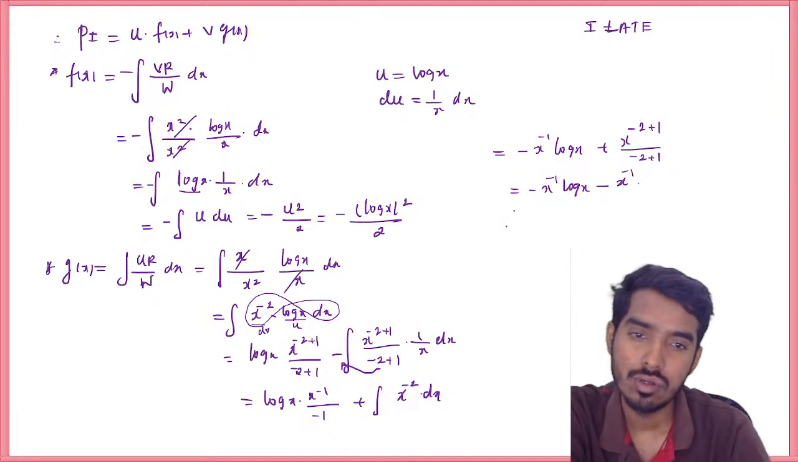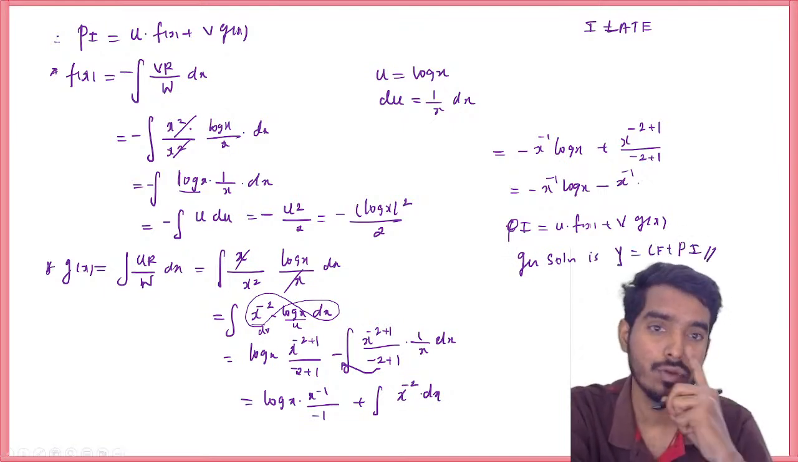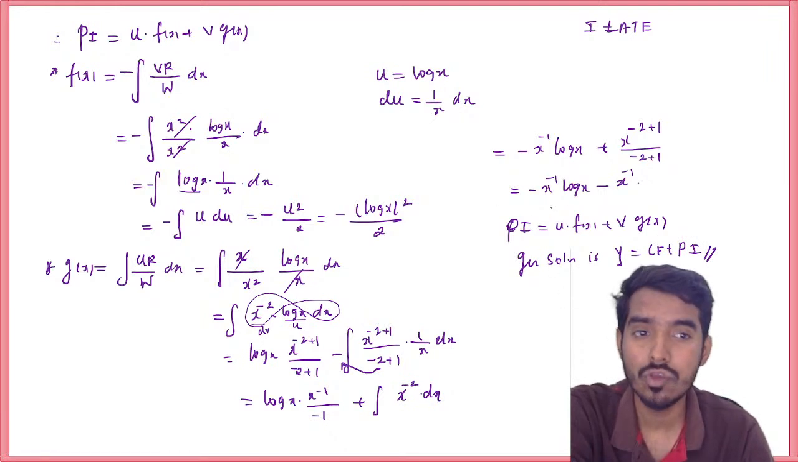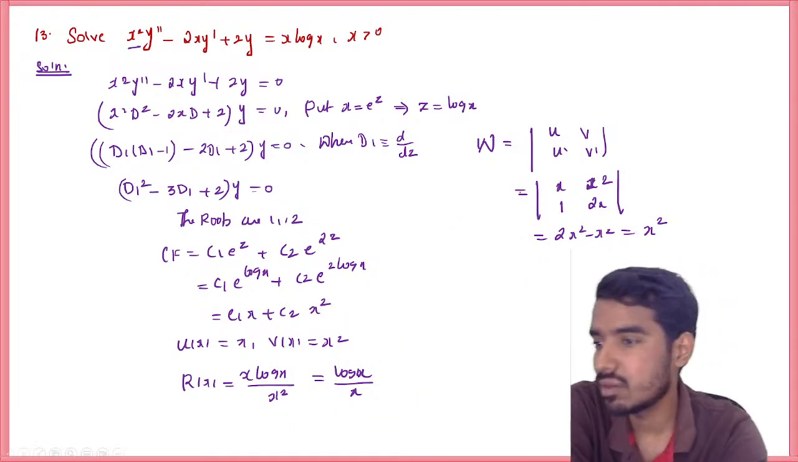Therefore, the particular integral is u times f of x plus v times g of x. The general solution is the complementary function plus the particular integral. You need to add it up. You know f of x and g of x. Substitute all these terms and get the required answer.